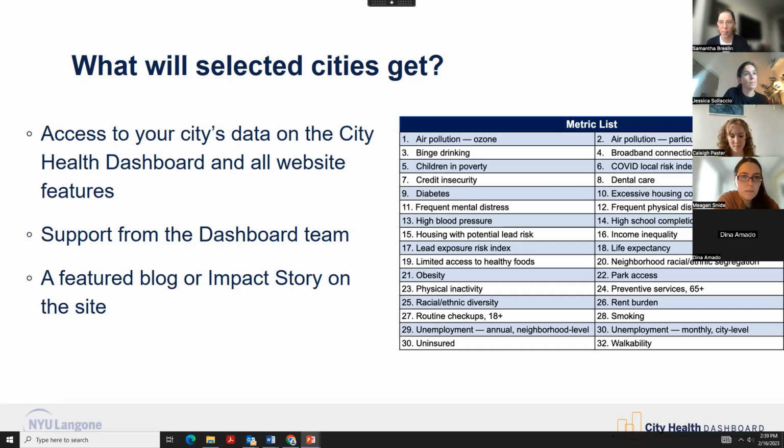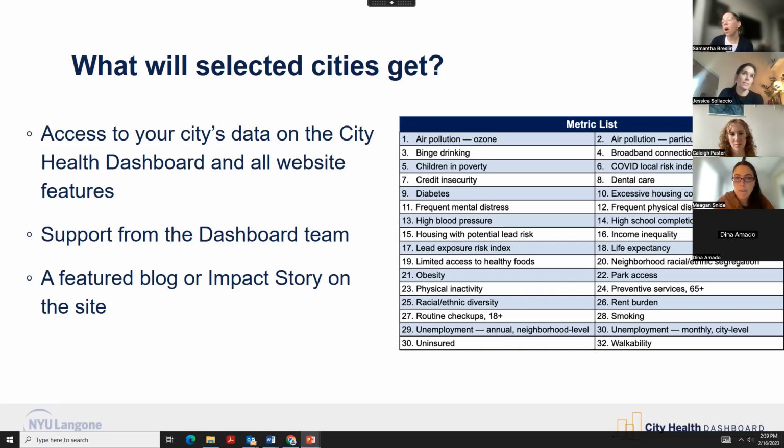If you have questions about the data or how things are collected or how different measures or metrics are measured, use us. We want to be leveraged in that way. And we'll make ourselves available to all of the selected cities.